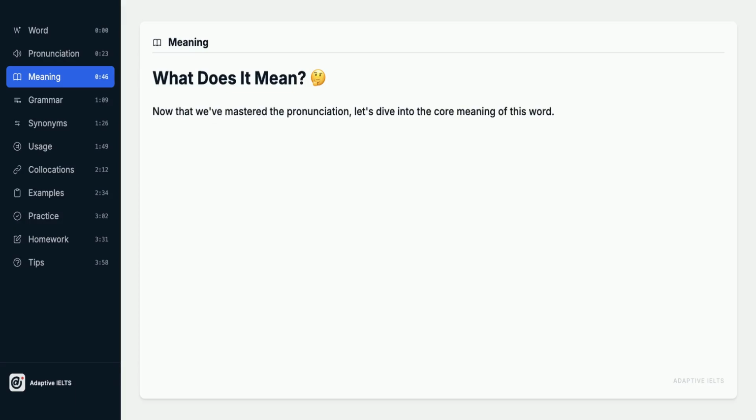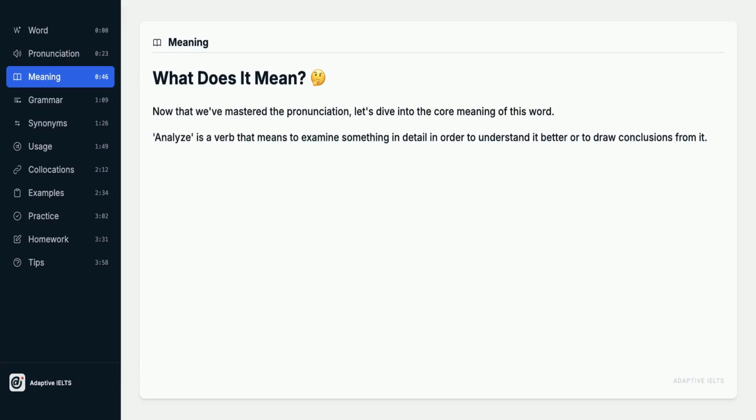Now that we've mastered the pronunciation, let's dive into the core meaning of this word. Analyze is a verb that means to examine something in detail in order to understand it better or to draw conclusions from it. In academic contexts, it often involves breaking down complex information into smaller parts, examining those parts closely, and understanding their relationships.